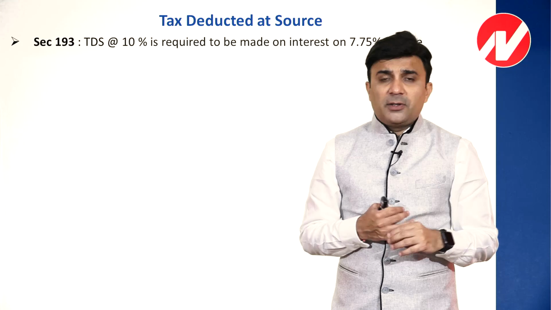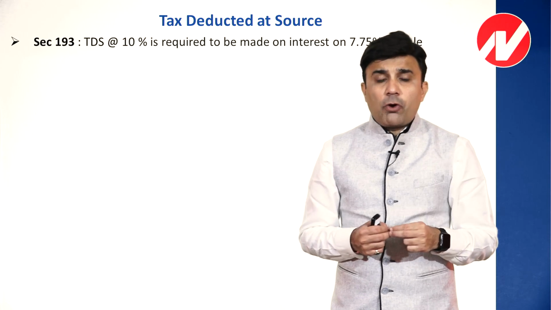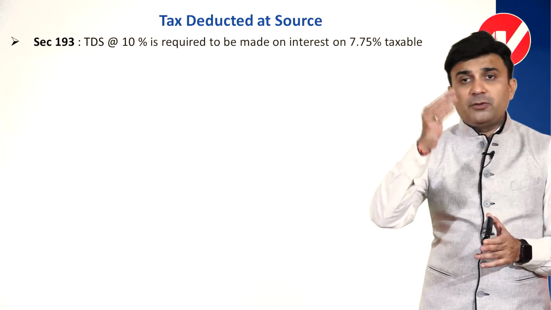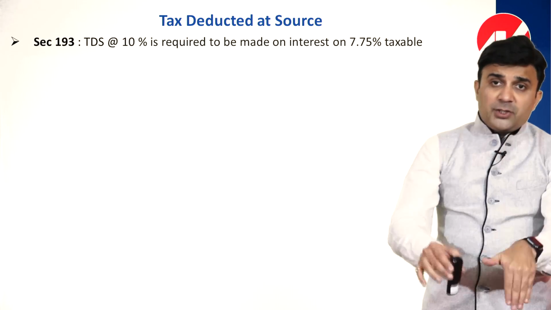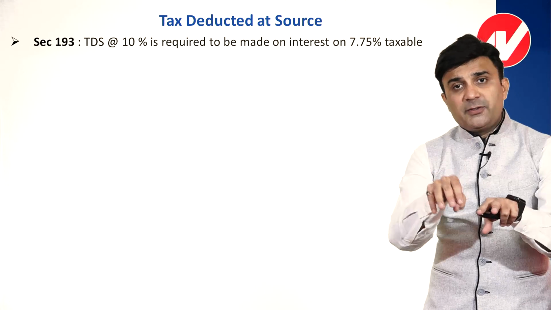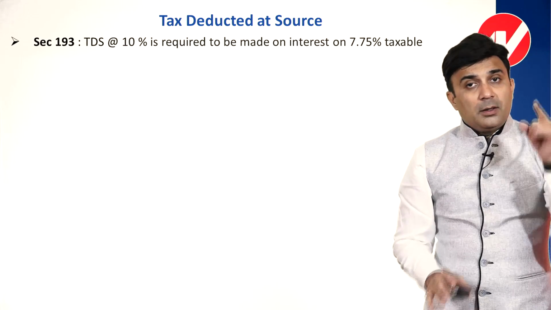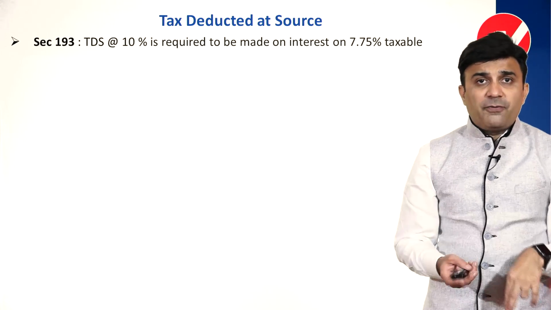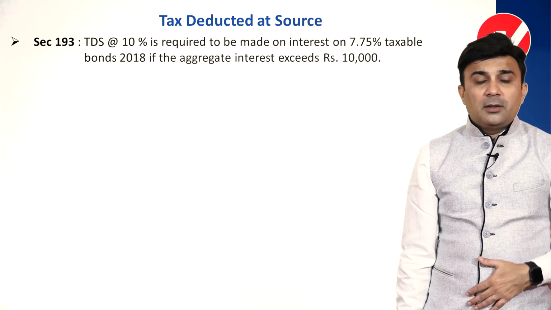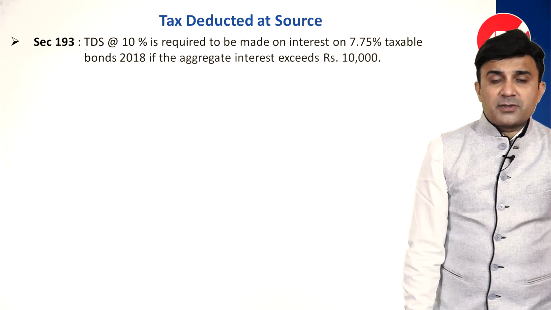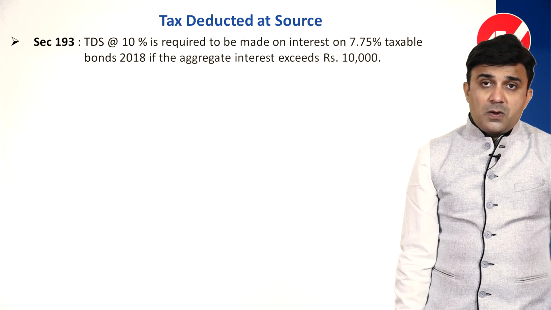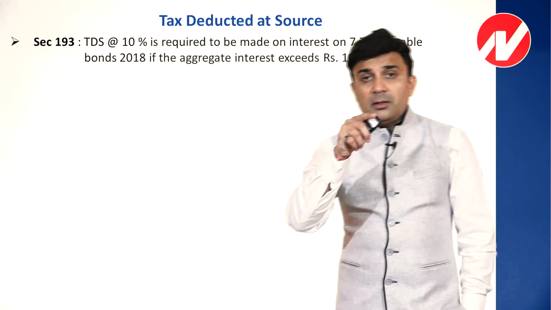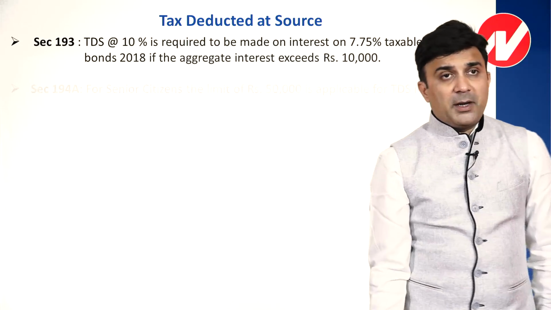Section 193, certain small changes in the TDS. Section 193 talks about TDS on interest on security. As far as TDS on interest on security is concerned, there are certain securities, government securities, on which TDS is not required to be made. But in the list of government security, there are certain exceptions given, that even if it is government security, if it falls under exception, TDS is required to be made. There has been one exception added, which provides that government security being 7.75% taxable bonds 2018, is subjected to TDS at the rate of 10% if the aggregate interest exceeds 10,000. Earlier, it was falling under the exception, no TDS was required to be made. Now, this is an exception to exception, TDS is required to be made.